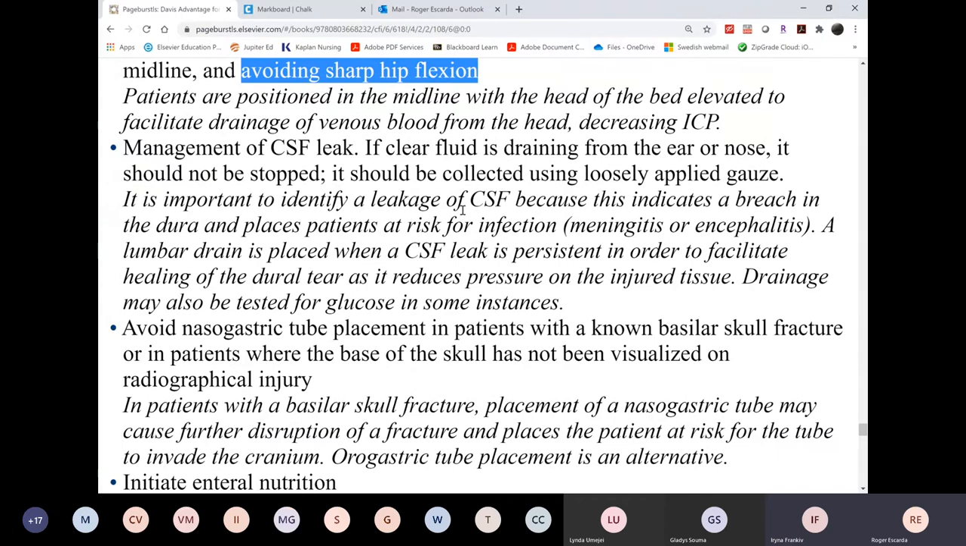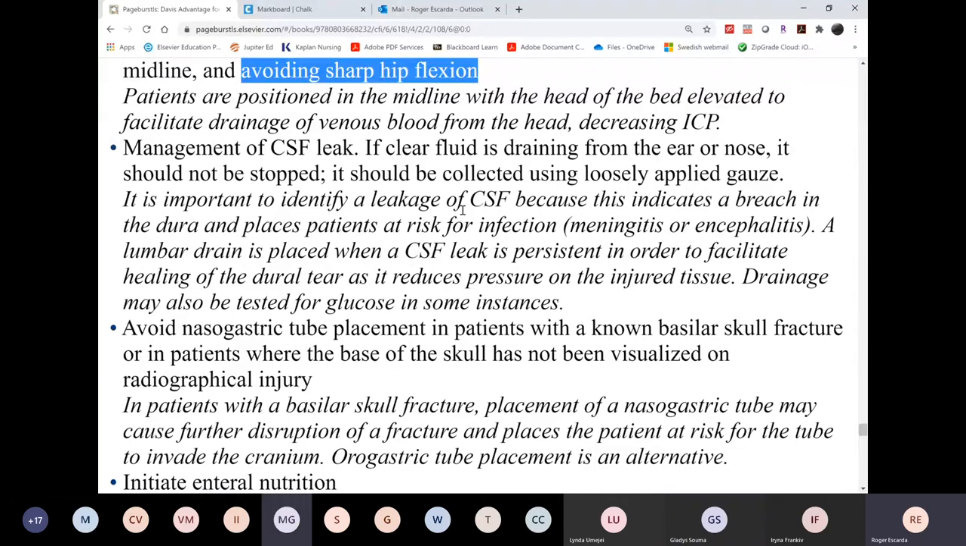Because we have a possible skull fracture, any clear fluid coming out of the nose or the ear is suspicious for CSF. So you could have a CSF leak here. Now, we normally send the sample to the lab for CSF analysis. You can do that if it's clear. However, most of the time, it's not only clear drainage. There may be blood present at the same time.